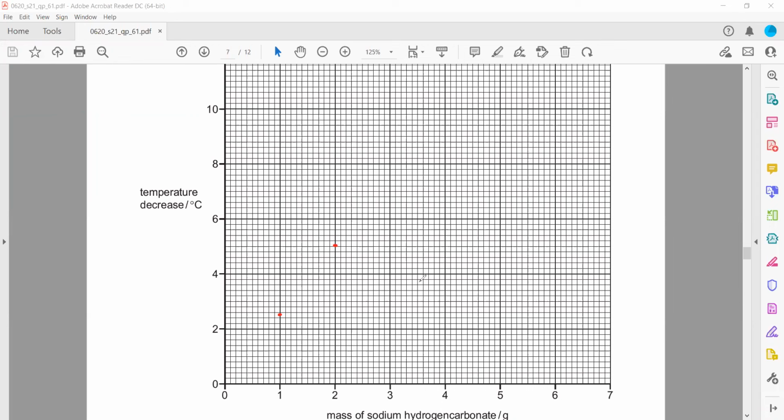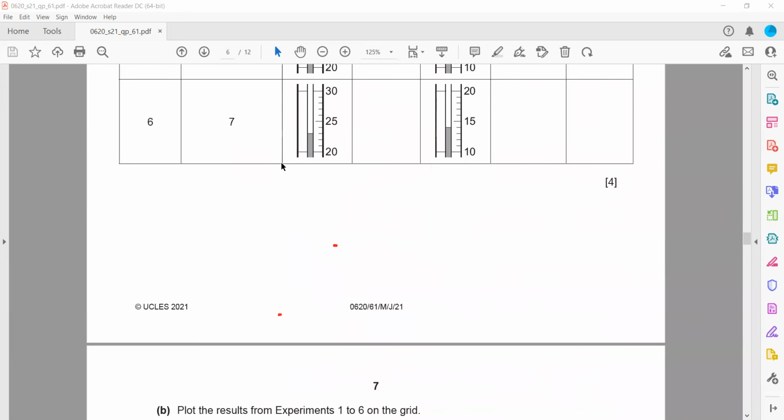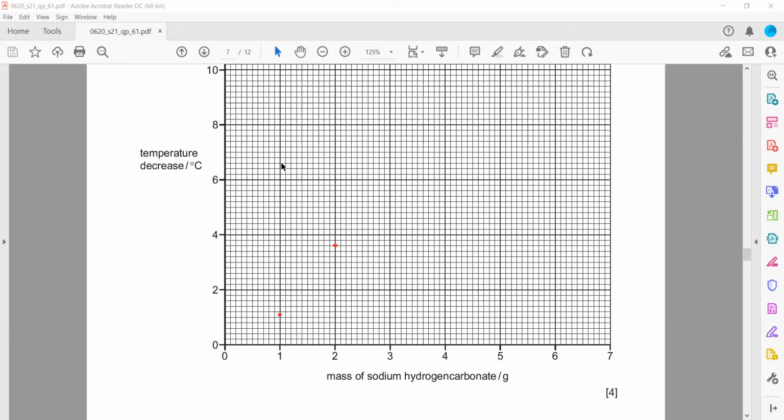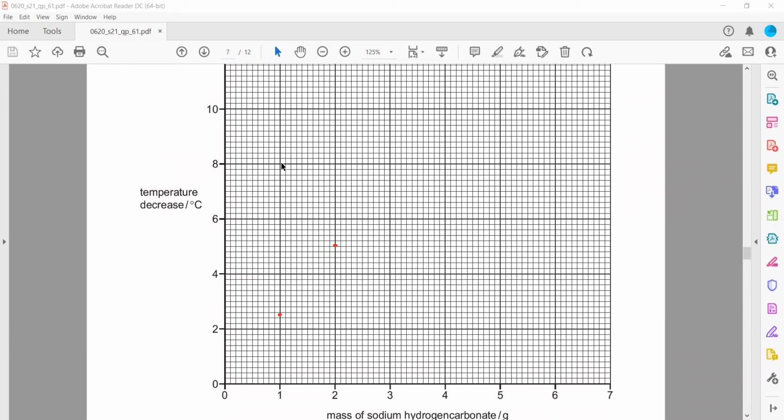Because we did not use all the masses: we used 1 gram, 2 gram, then 3, 5, 6, 7. When it is 3, it is 7.5. Between 6 and 8: 7, 7.2, 7.4, and 7.5. Then we use 5, 6, and 7. When it was 5, it is 9. When it is 6, it is 9. And when it is 7, it is also 9. This is the temperature change, the temperature decrease.